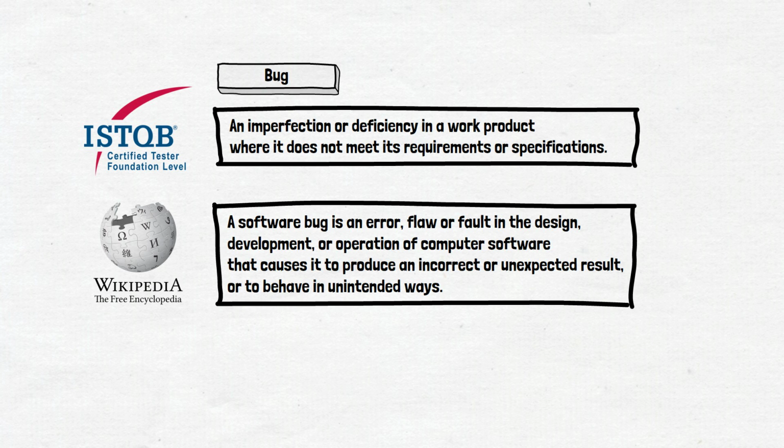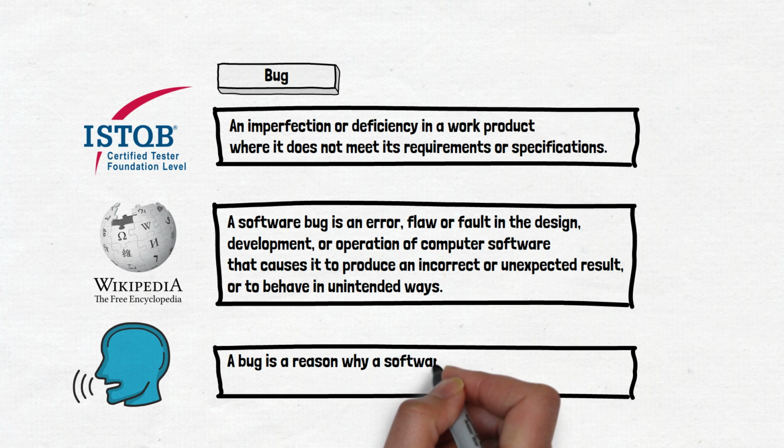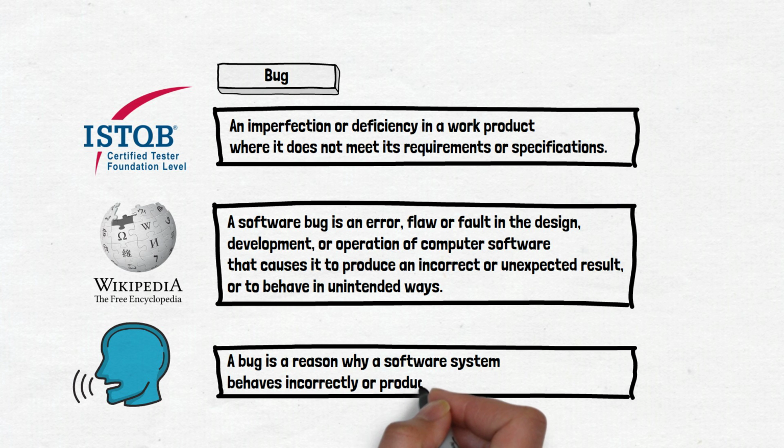And as usual, we propose a human language definition. It sounds like this. A bug is a reason why a software system behaves incorrectly or produces an unexpected result. You can pause the video and read it one more time. Maybe it is less accurate than formal definitions, but at least it is possible to memorize.